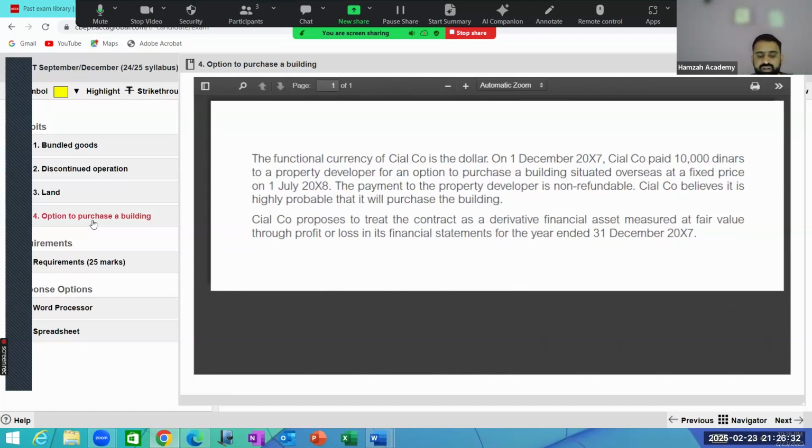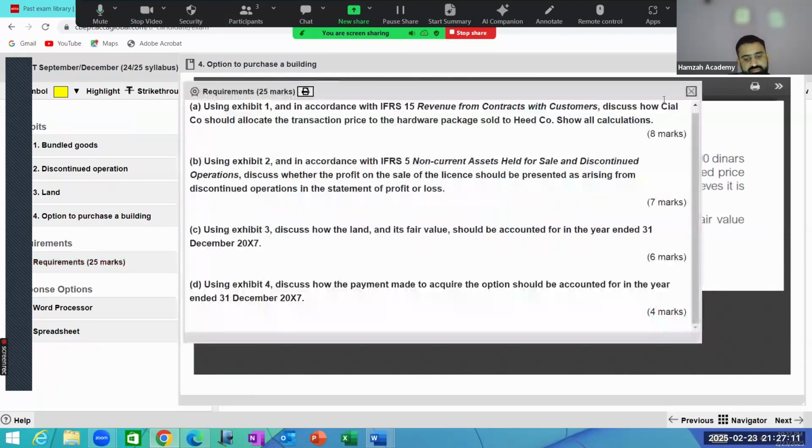The payment to the property developer is non-refundable. C company believes that it is highly probable that it will purchase the building. C company proposes to treat the contract as a derivative financial asset measured at fair value through profit and loss in the financial statements for the year ended 31st December X7. And the requirement is how to treat this payment.